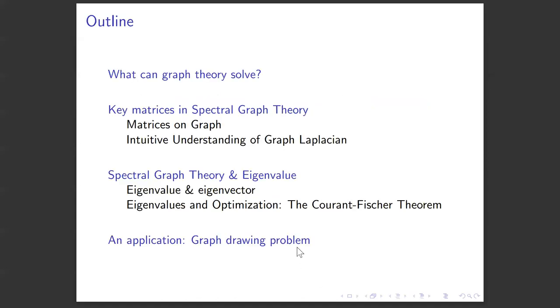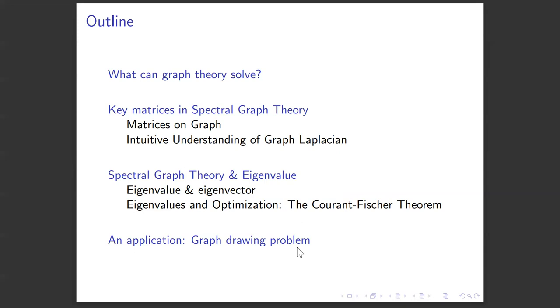First, this is the outline for this lecture. The first thing is what this spectral graph theory can solve. It is somewhat different from graph neural networks. It's sometimes less powerful, but with theoretical guarantees. I will not introduce all the details of what it can solve, but you will get some basic idea of what problems we can find tools for in spectral graph theory.